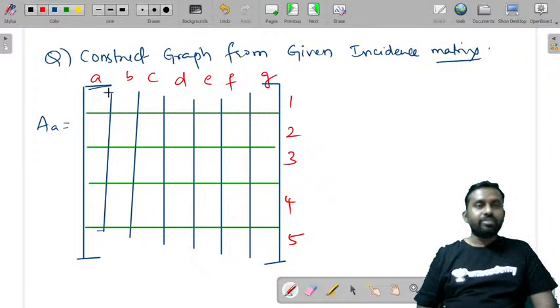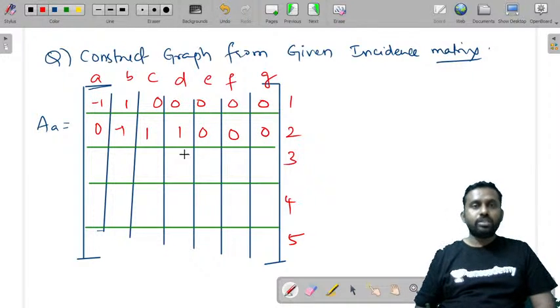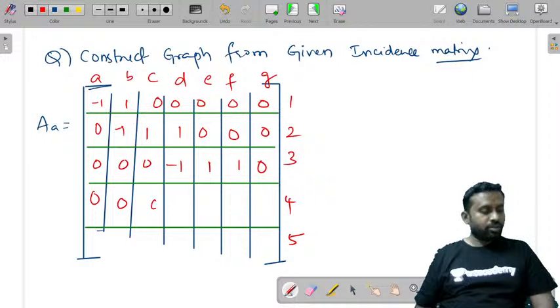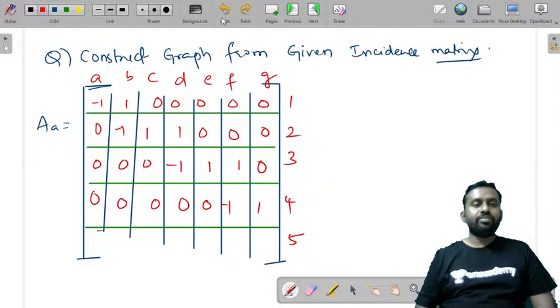Now I'll write these values. The values given are -1, +1, 0, 0, 0, 0, 0. Then you have 0, -1, 1, 1, 0, 0, 0. Then you have 0, 0, 0, -1, 1, 1, 0. Then you have 0, 0, 0, 0, 0, -1, 1. Then you have +1, 0, -1, 0, -1, 0, -1.